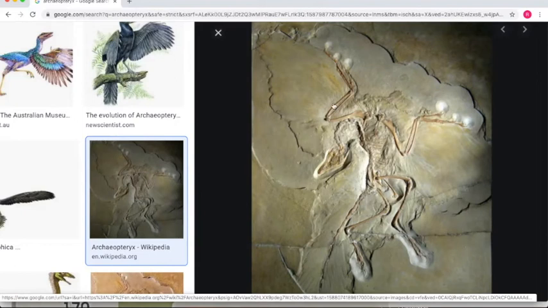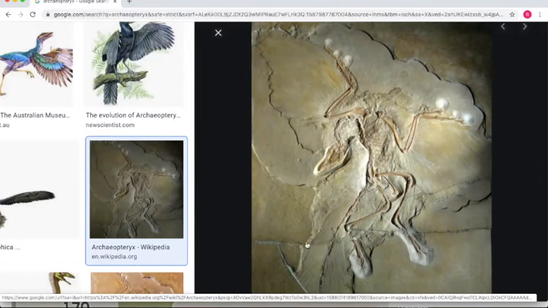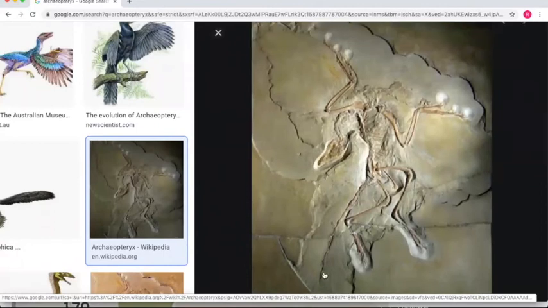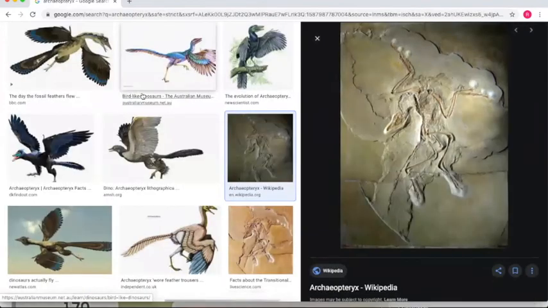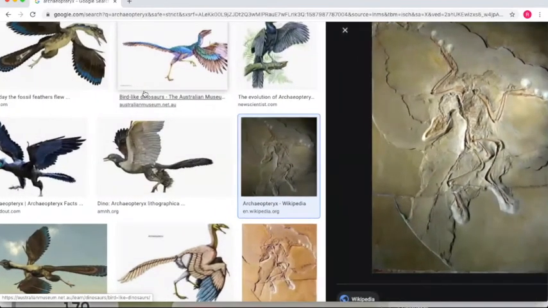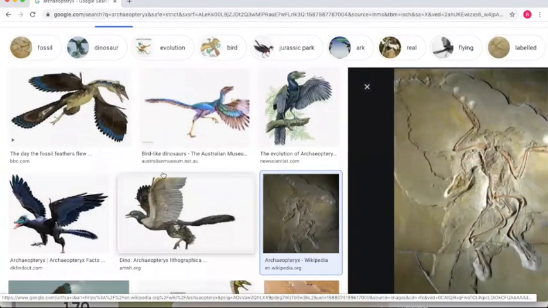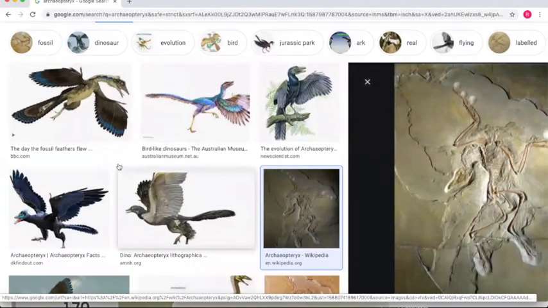And the cool thing is you can see a wing pattern in the mud. It's very difficult to find feathers fossilized, but if you're lucky, you can find the imprint that the feathers left in the dirt fossilized. And so this is a dinosaur that had wings, that had feathers. And these are some artist renditions of what it might have looked like when it was alive.